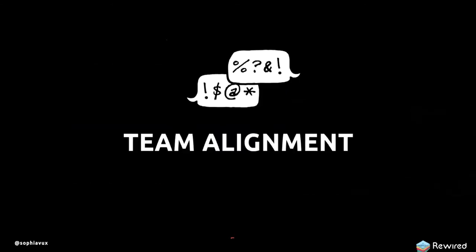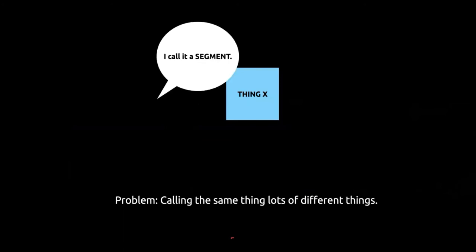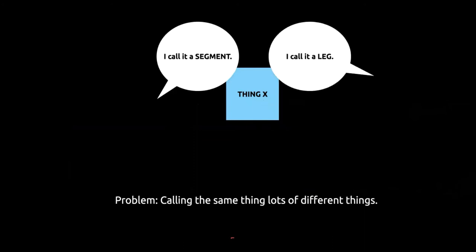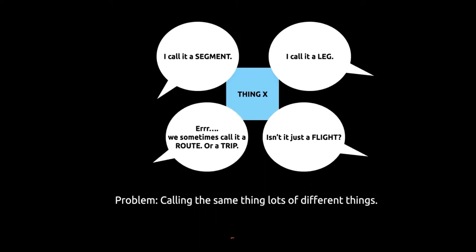Okay, so let's talk about team alignment. A big problem that I see all the time, in basically every single organization that I've ever worked with, is calling the same thing lots of different things. When I was working with Delta, we'd have a thing X, and somebody over here would call it a segment. Somebody over here would call it a leg. I'm over in the corner like, isn't this just a flight? What's the difference between a segment and a leg and a flight? And then someone else is like, oh no, I think we call that a route or a trip.